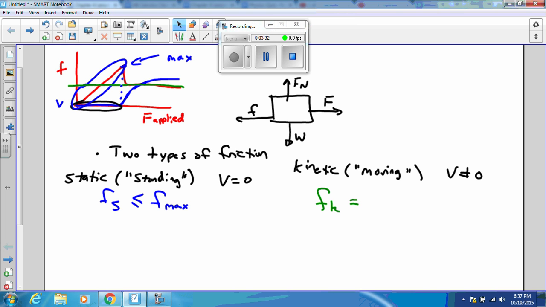Then the second thing that we're going to find, if we can investigate this carefully, is that the maximum value of the static friction and the value of the kinetic friction are proportional, not quite to the weight, but to the normal force. That's going to be the key that causes the frictional force to act.